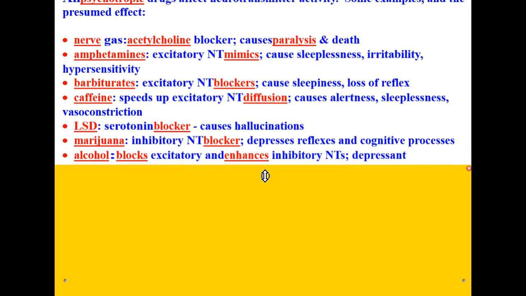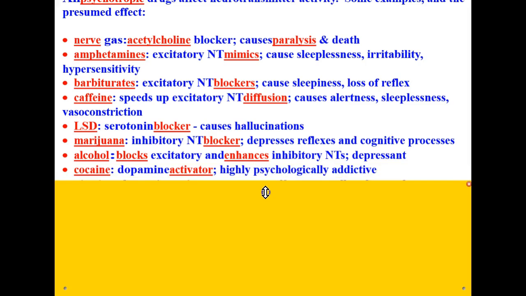Alcohol blocks excitatory and enhances inhibitory neurotransmitters, and therefore is a depressant. Cocaine is a dopamine activator and is highly psychologically addictive.